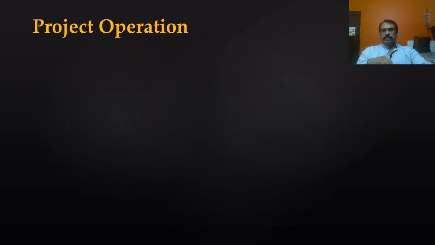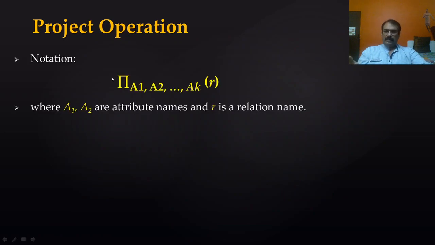Coming to the next one, the formal definition of project is something like this. The notation is pi a1 a2 till ak from R. This R is the relation name. A1 to ak are the attributes which are present in R. This relation can be the implicit input relation you are taking into consideration, or the relation which may be constructed because of some relational algebra expression.